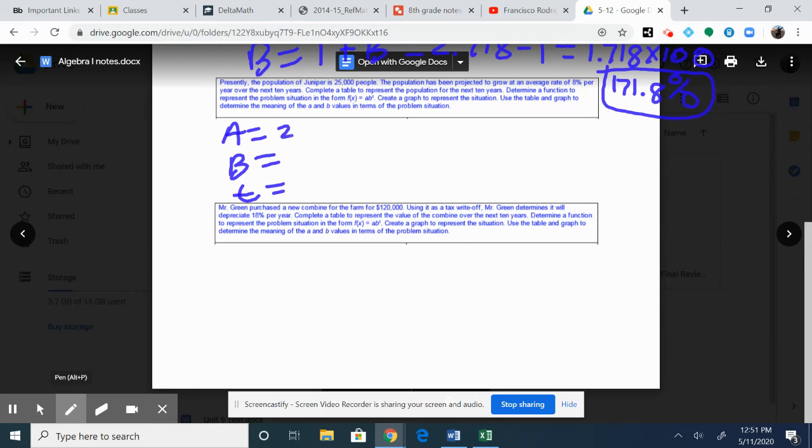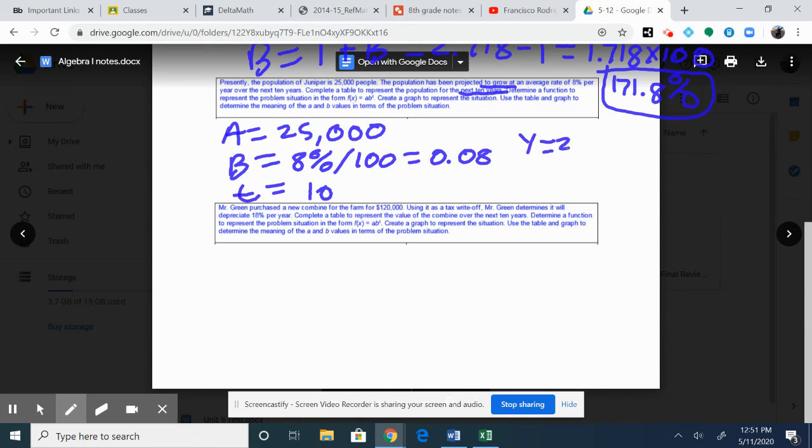So we started off with 25,000 people, and it says that we're going to grow at a rate of 8%. So if we divide 8 by 100, we have to put it in decimal form, so 0.08. And t is the amount of time, so 10 years. Now, if we put it into an equation, we're going to have 25,000 times 1 plus 0.08 to the power of 10.